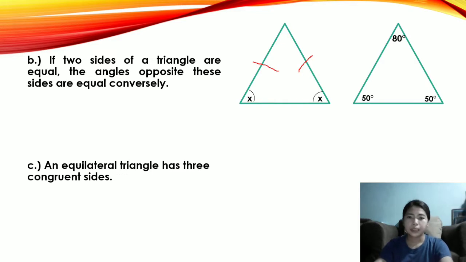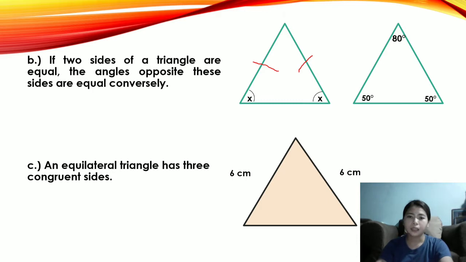Next is letter C. An equilateral triangle has three congruent sides. If we are going to draw or illustrate the equilateral triangle, it can be like this one. All the sides have the same measure. So if this is 6 centimeters, therefore the remaining sides also measure 6 centimeters. So that is an equilateral triangle. Equi means equal, and lateral means sides. So all the sides are equal.